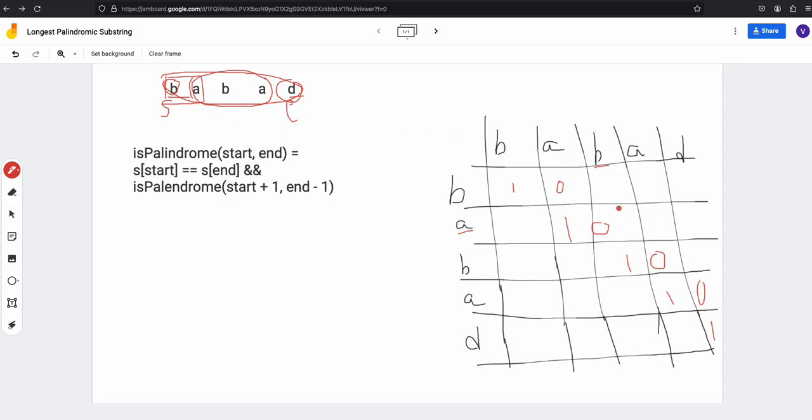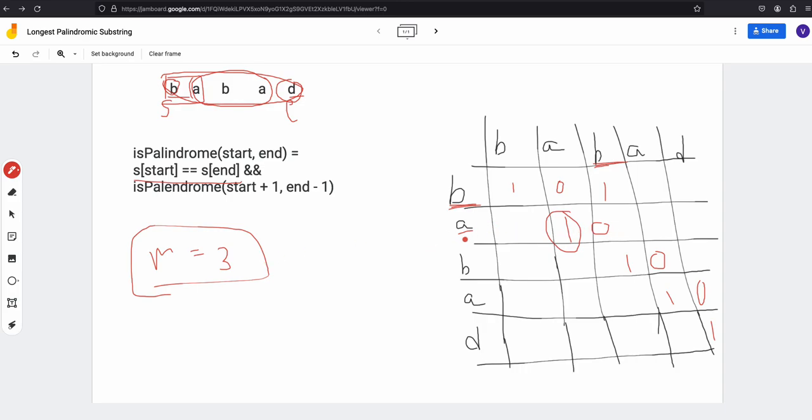Let's see for length 3, guys. B is equal to B. Yes, one of our conditions is satisfied. Now what is the other condition? My start plus 1 and end minus 1, so this place. Is this a palindrome? Yes. These two are equal and this is a palindrome. So what is the string here? BAB is a palindrome. Meanwhile, you can save it. What is the maximum length? Maximum length 3. We saved it, and we can save the string as well.